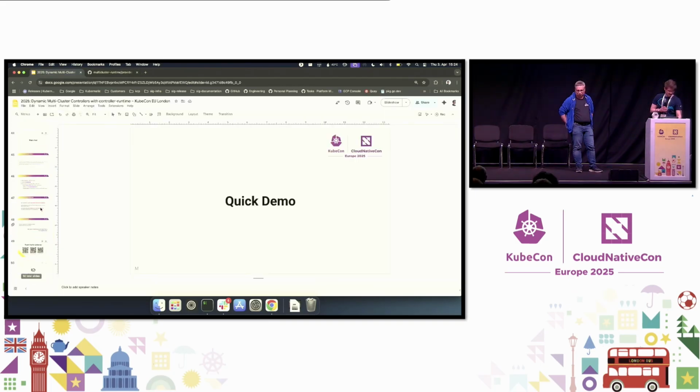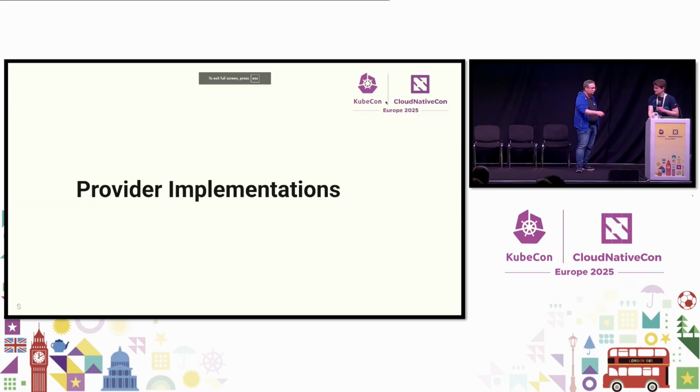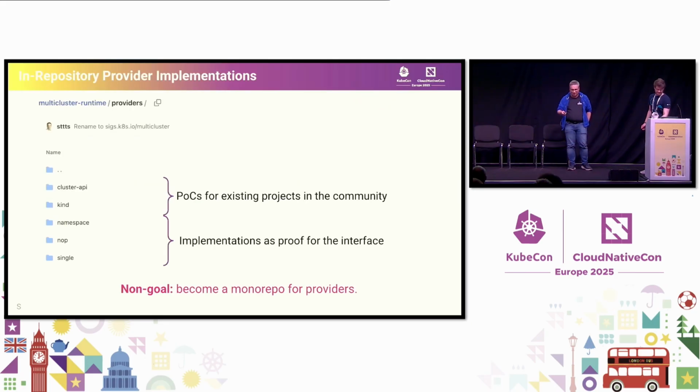So with that in mind, I think we're a bit slow on time. Yeah, and we have a couple of providers as a prototype already in the repository, but nothing fancy. It's really POCs. So we have a cluster API here, the kind provider we just saw, some experimental namespace provider, and yeah, basically two trivial ones. One which has no cluster at all, one is just one cluster, super uninteresting.